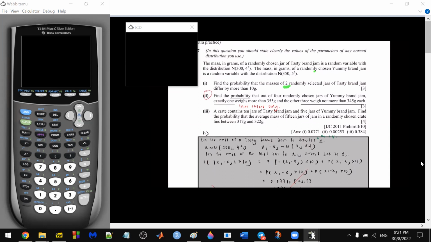So we have to put tasty's random variable. What letter do you use? You use X, so X1 and X2. Did you do that? Very good. X1 minus X2, then modulus more than 10. Differ by means modulus.